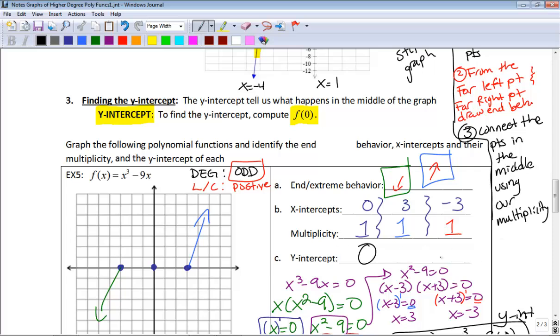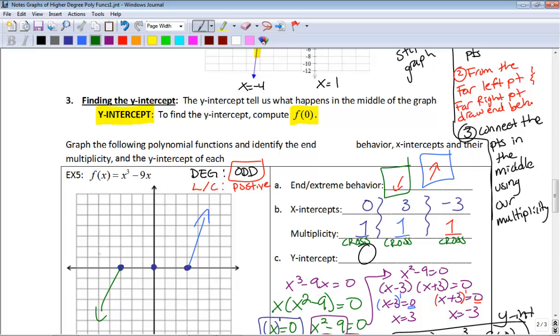So we need to figure out what we do here. What kind of multiplicity did each one of these have? Well, each one of them had an odd multiplicity. Well, what does that mean? That means I need to cross the x-axis at my 0 of 0. I need to cross the x-axis at my 0 of 3. And I need to cross the x-axis at my 0 of -3. Let's look at that. So let's go left to right. We read left to right. We write left to right. So let's just graph left to right.